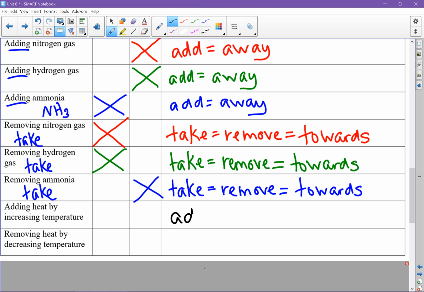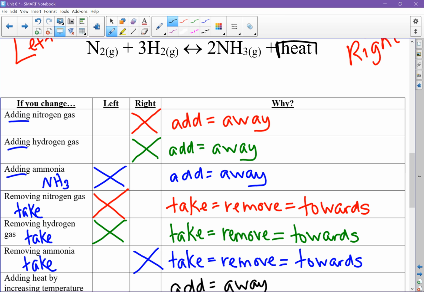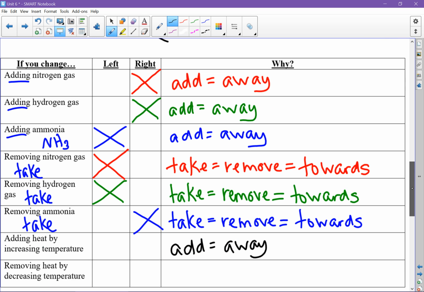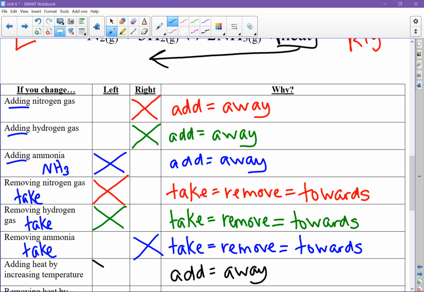Whenever you add, the reaction will shift away. So let's go up to our reaction and find the heat. Here it is. If we're adding, we're going to go away from the heat, which is that direction. That means that if I increased the temperature, my reaction would go to the left. The way that I know that is because temperature is related to the heat.